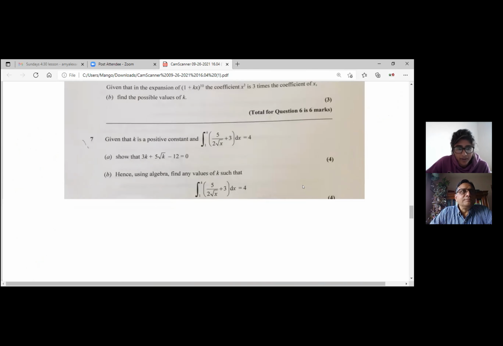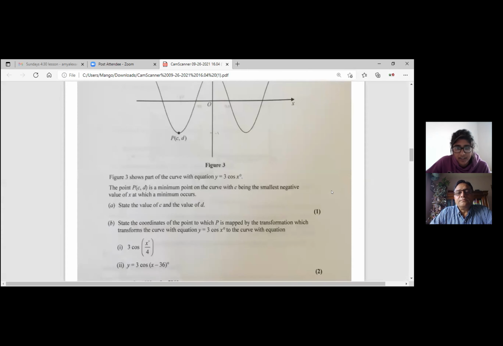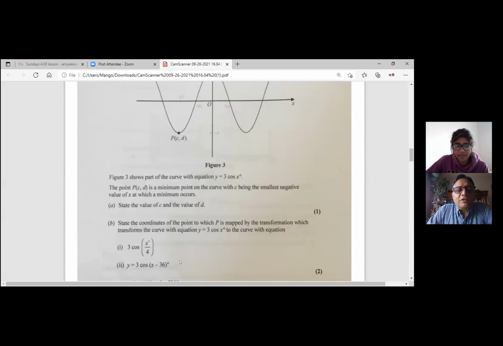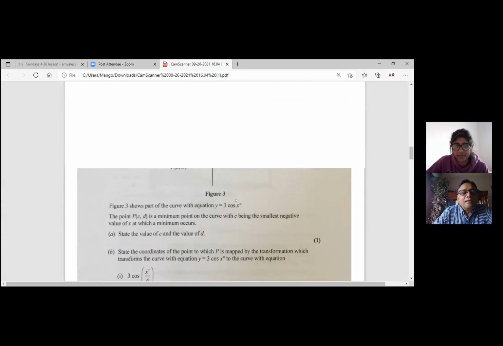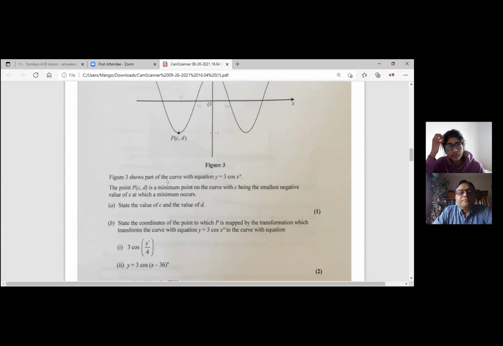Oh yeah. So this one. A and B were all good. It was just C, but we can work through, I guess. Yeah, sure. Okay, it starts here. So figure 3 shows part of the curve with the equation y equals 3 cos x. The point P, which is (C, D), is a minimum point on the curve, with C being the smallest negative value of x at which the minimum occurs. Part A, state the value of C and the value of D.